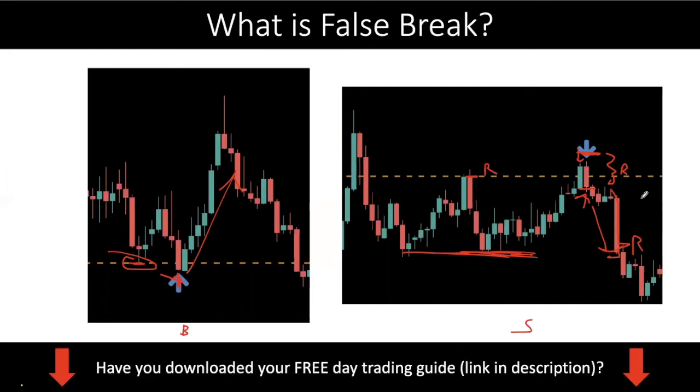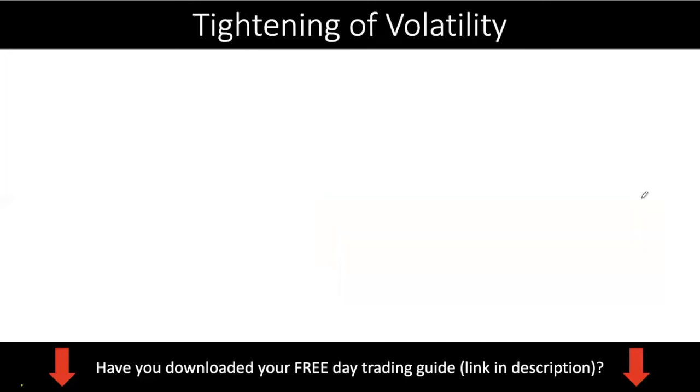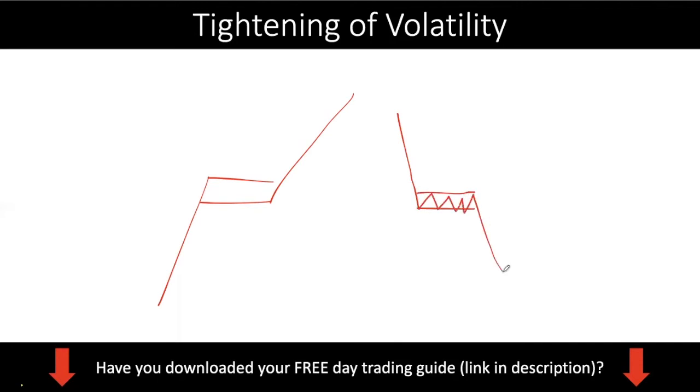Okay. Now, the last one is what I call the tightening of volatility. So let me just show you how it looks, just draw it out for you first. What you have is an expansion, meaning that price is moving really fast. And after that, it starts consolidating in a tight range before it goes back up. The opposite is also true. You have a price expansion down, and then price starts consolidating in a tight range, could be something like that. And then it starts breaking down.